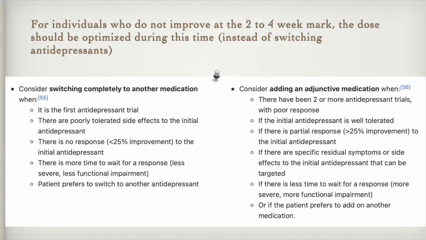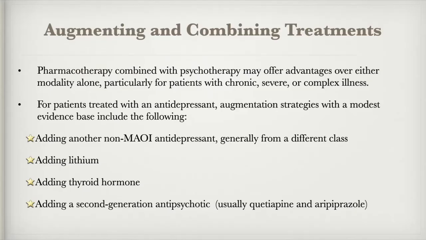augmentation therapy. So as I mentioned earlier, psychopharmacology combined with psychotherapy offers more advantage over either modality alone. And the other augmentation strategies with the modest evidence base are like adding another non-MAOI antidepressant, generally from a different class. So for example, if the patient is taking sertraline and the response is not fully achieved, only partially achieved, then we can add an SNRI.